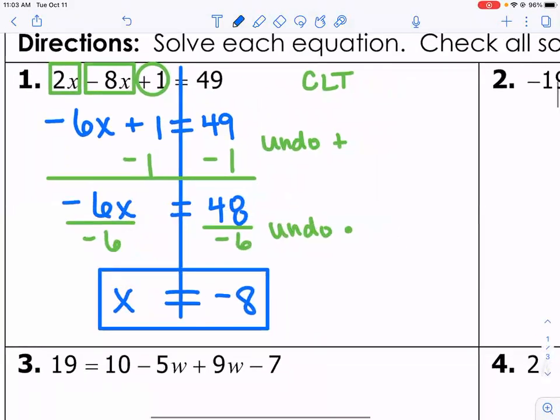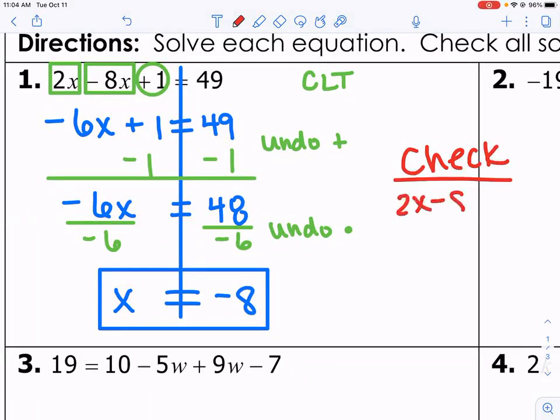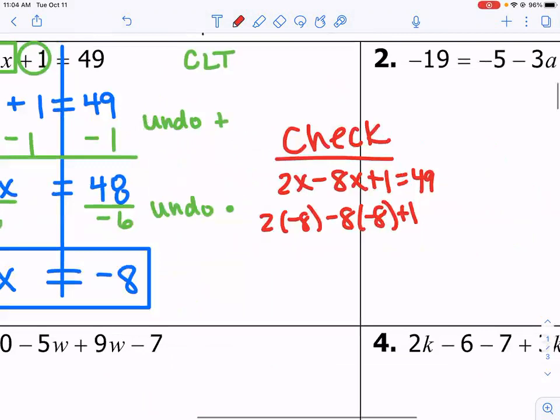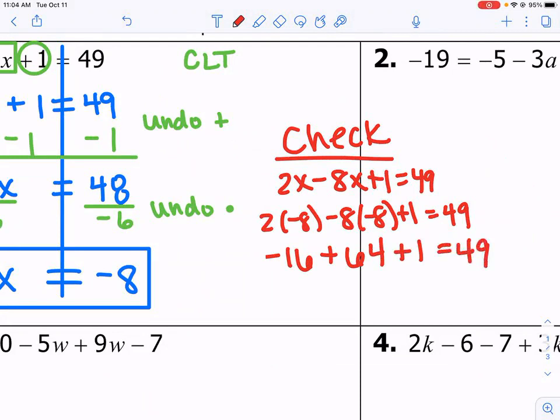You might not have enough room. So if you don't write this down, I'm not going to be upset. But let's just check to make sure we did this right. Because remember, this is a step you can do to make sure you did the right thing. Okay, so if x is negative 8, we have 2 times negative 8 minus 8 times negative 8 plus 1. Does that equal 49? Okay, so I have 2 times negative 8 minus 8 times negative 8. So that becomes minus a negative 64 plus 1 equals 49.